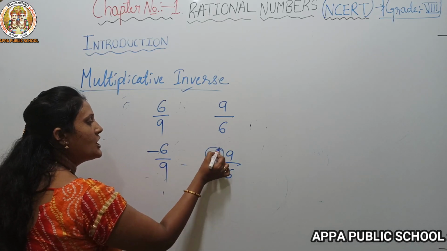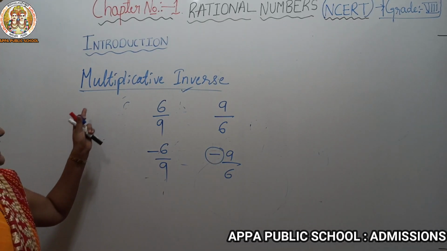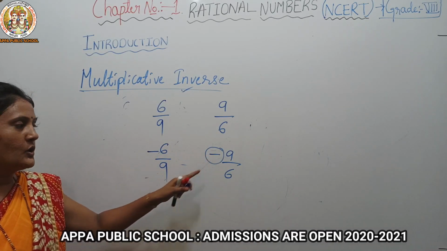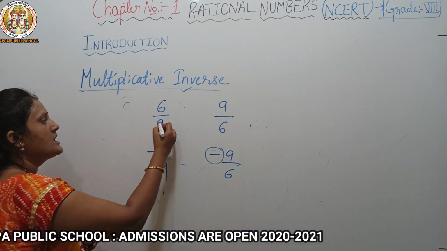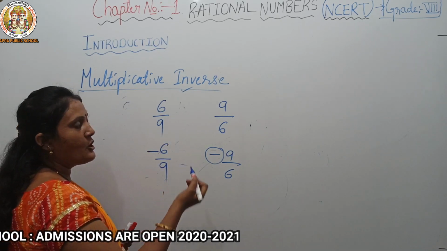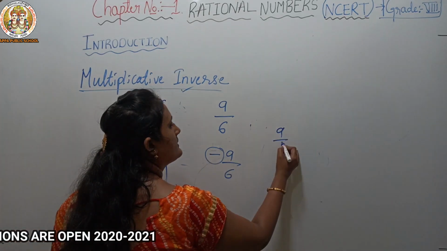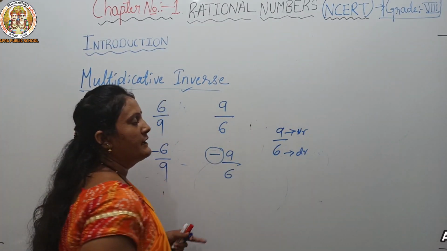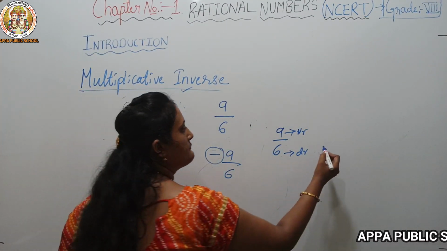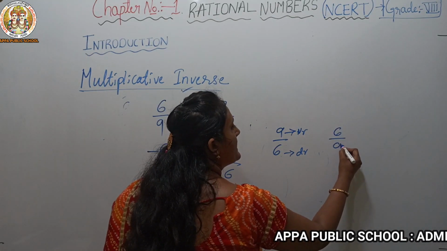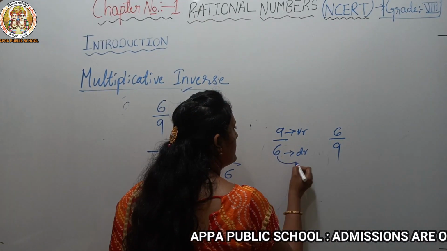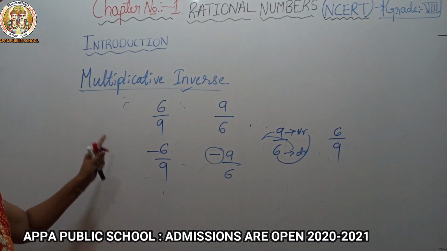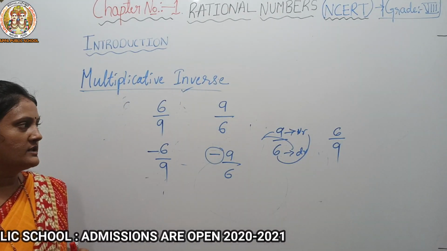Here the sign will not change, as it was done in the additive inverse. There is no change of sign. Only we will write the reciprocal, upside down. So the numerator will become the denominator, and the denominator will become the numerator. So this is the multiplicative inverse.